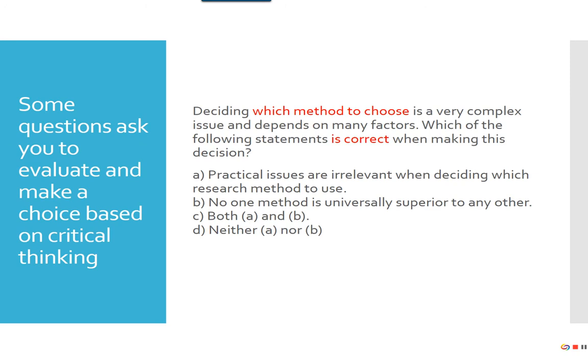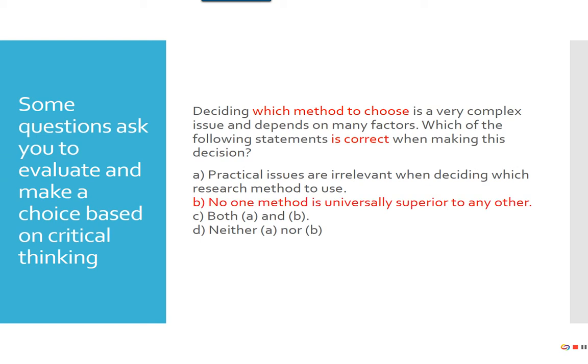Now the first thing I'll do is think about A. Practical issues are irrelevant when deciding which research method to use. Well, it may be true that practical issues shouldn't be the most important issue, but to say that they're irrelevant seems strong to me. No one method is universally superior to any other is answer B. Now this, I know from my reading, is true. There are many different research methods, and while some may be better in particular situations, there's no one that I could choose any specific time.